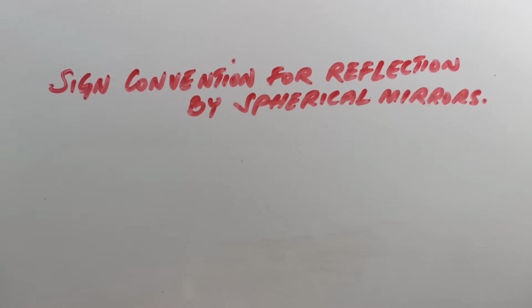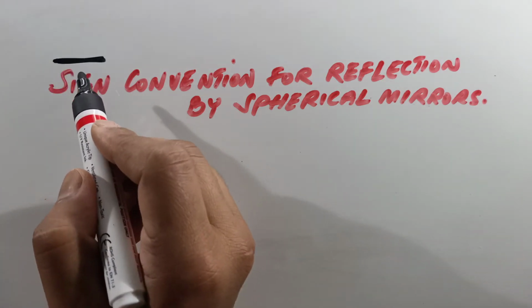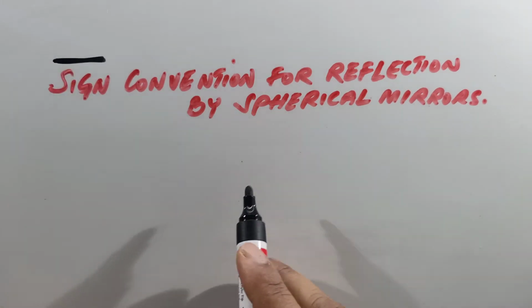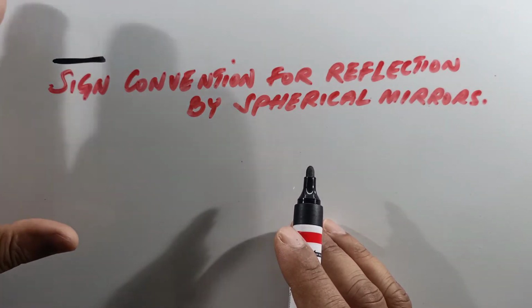Now we move on to the next portion, and that is sign convention for reflection by spherical mirrors. Now you may be wondering, sign convention, signs, right? There are positive and negative signs. Convention for reflection by spherical mirror. This is another very important topic.